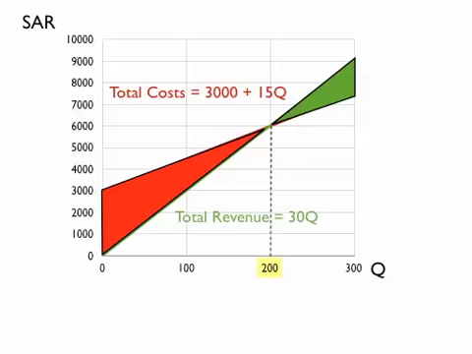To solve for that, we just derive the total revenue and the total cost equations, set them equal to each other, and then solve for Q. Once we have Q, we can plug that in and get our solution. That is a review of break-even.